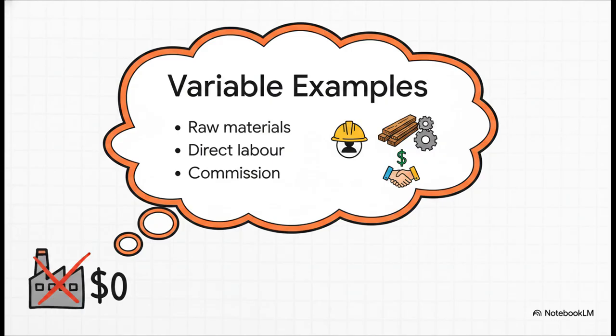You definitely know these ones. We're talking raw materials, direct labor, specifically if they're being paid per unit produced, that is, and sales commissions. These are costs that only trigger when an actual unit is produced. If your factory floor is completely shut down for the day and output is zero, guess what? Your total variable cost is zero.